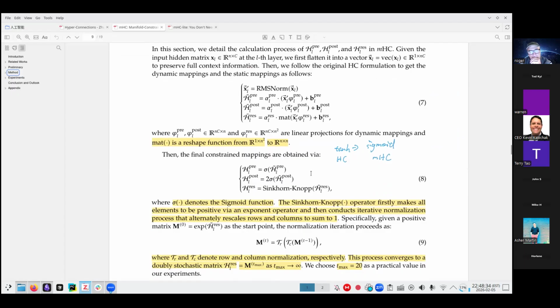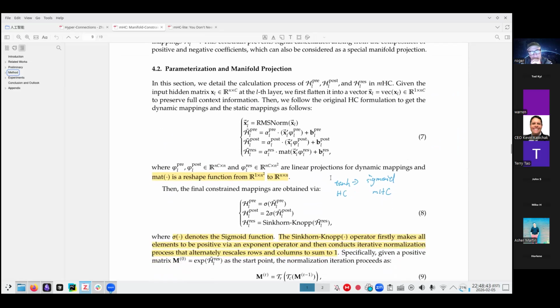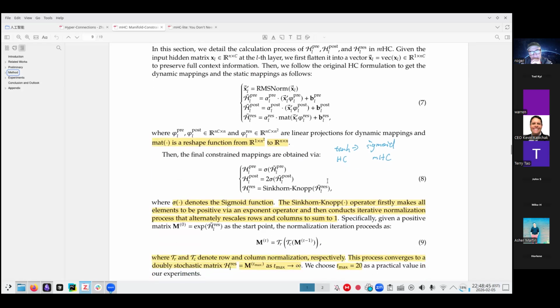So what's the question here? This is where the parameterization and Sinkhorn-Knopp manifold projection algorithm comes in, but they don't really explain it in the paper. They're just sort of like, hey, this algorithm exists.